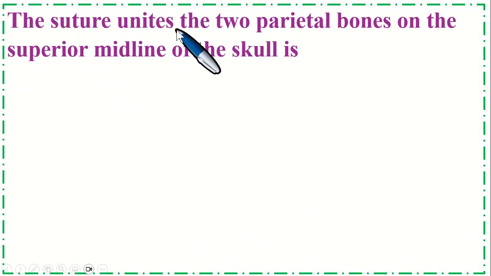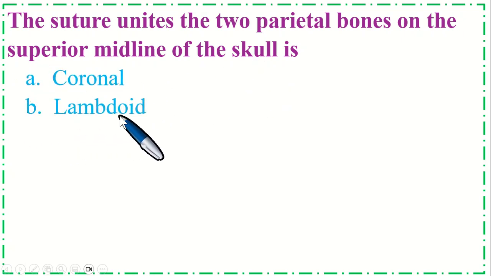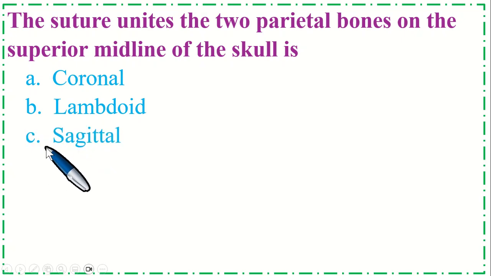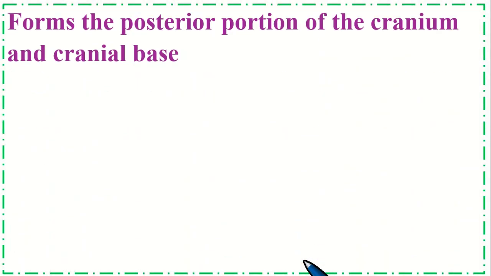The suture that unites the two parietal bones on the superior midline of the skull is: option A, coronal; B, lambdoid; C, sagittal; and option D, squamous. So the correct option is C, sagittal. The sagittal suture runs midline between the parietal bones. So this is a very important MCQ.